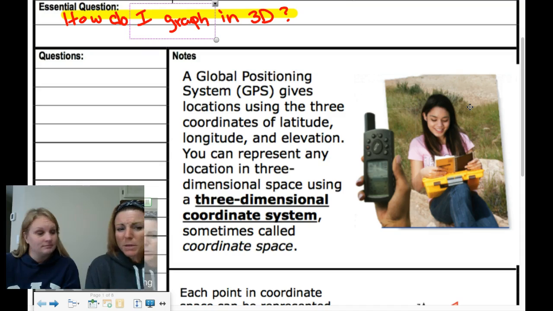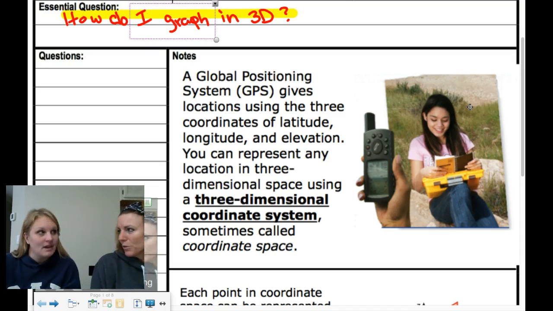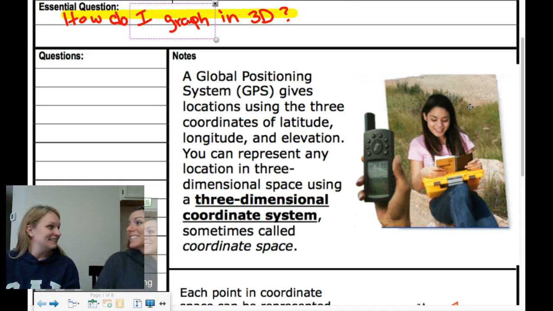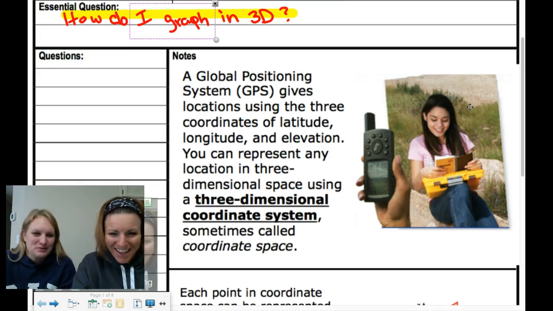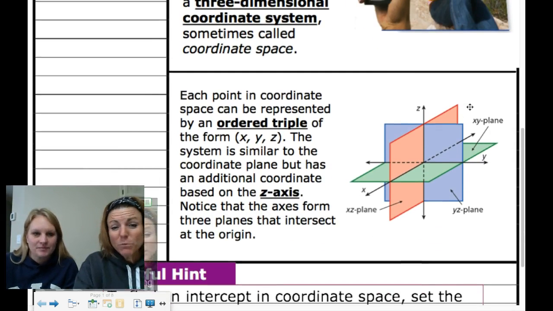So when you're talking 3 dimensions, Miss Boyd, we're used to which 2 dimensions? X and Y. Right. So we're going to introduce one more, and it's called Z. That makes sense. It just goes in alphabetical order. Right. So here's a picture, and we're going to demonstrate this more in class.